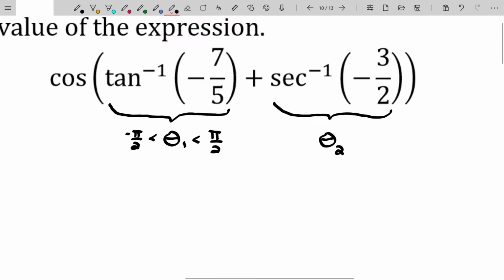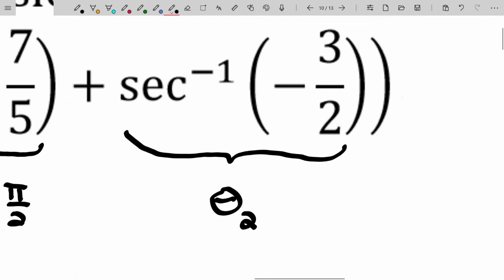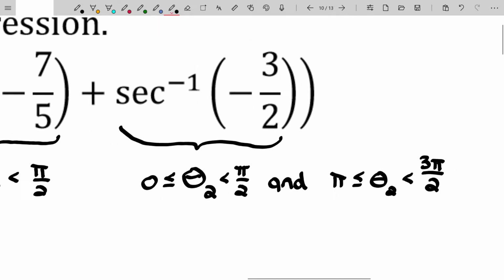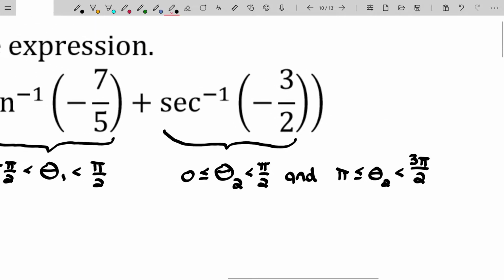If you don't remember that, you should go back and watch the videos on the inverse trigonometric functions. I derive all this stuff there. The secant inverse is a strange one. It's one of the oddest inverse trig functions. I just decided to do it here, but the secant inverse is defined to return angles between 0 and pi over 2, and, I should say, pi and 3 pi over 2. Don't worry too much about those edge points. I include the left edge, I don't include the right edge. That's not going to come into play here.